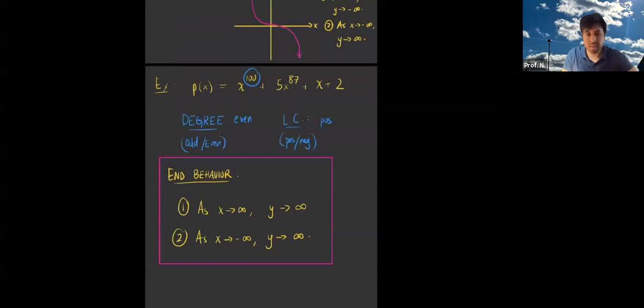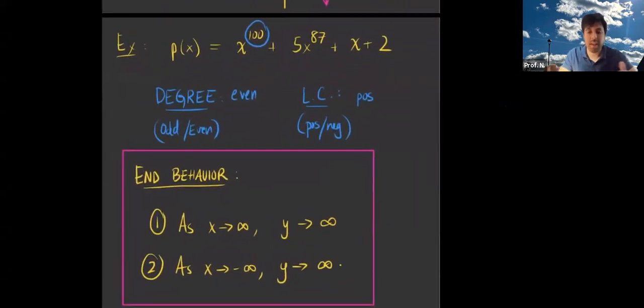Does everybody understand what I'm trying to get at? I'm trying to get at the fact that any polynomial you would give me has one of those four possible end behaviors. That's it. There's no other possibility that we even need to consider.